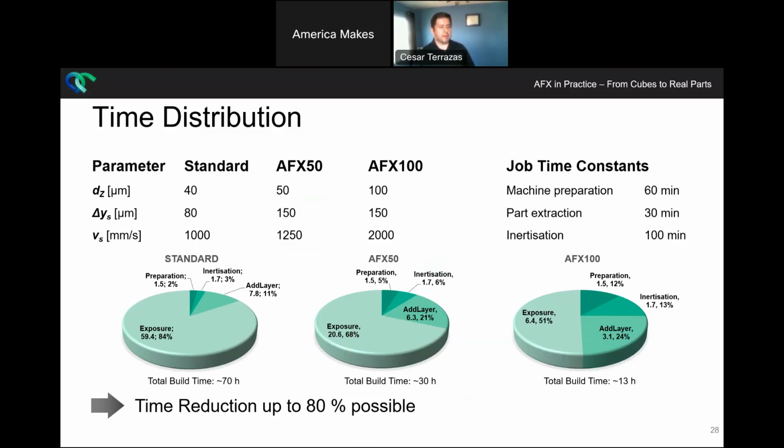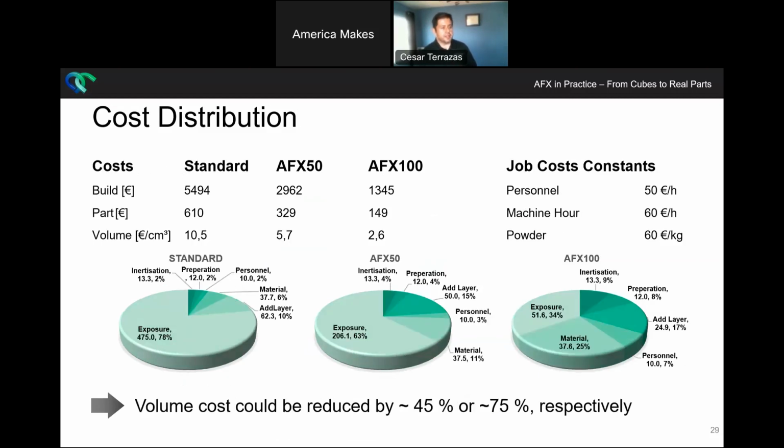What happens when we're talking about the cost, right? Which is one of, if not the most important question. So the cost distribution that they did, again, an analysis taking into account some of the constants, like the personnel cost for preparation of the machine, the machine hour time, which is calculated also as a standard, and then the cost of the powder. So fixing those variables, and again, analyzing just the cost that is going to come from either the build, the part, and the volume from the different emission modes. And again, you see a very significant trend.